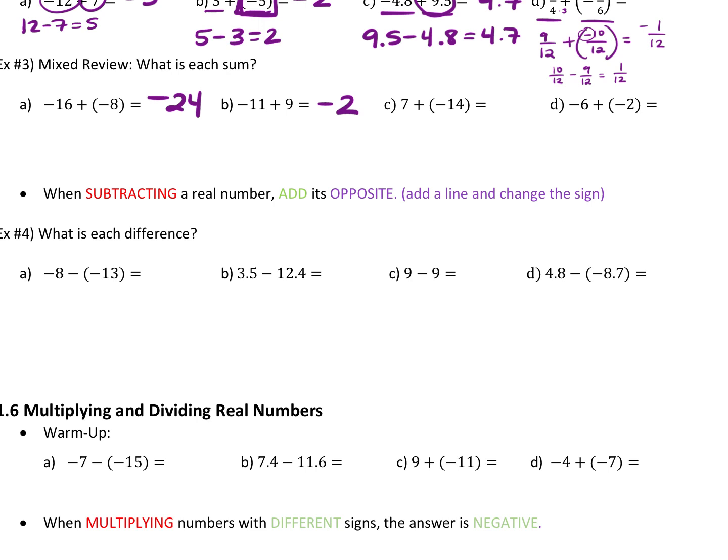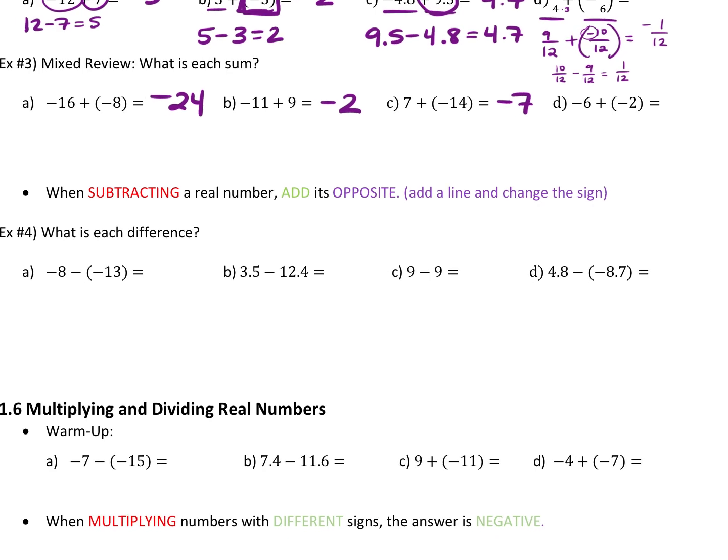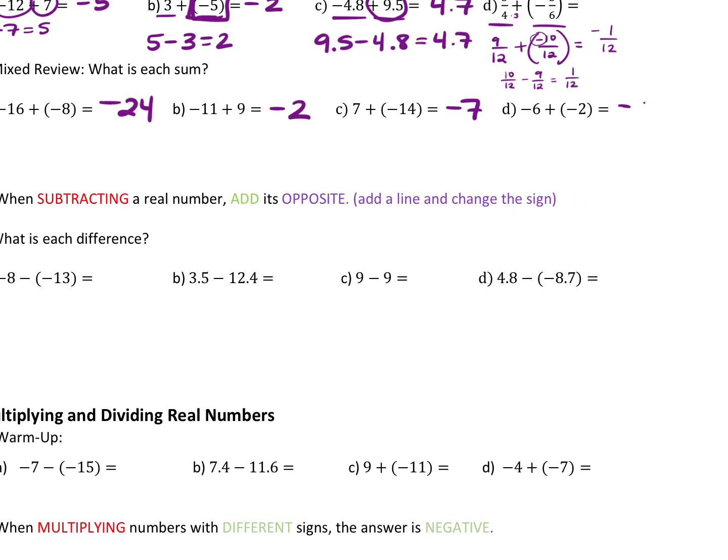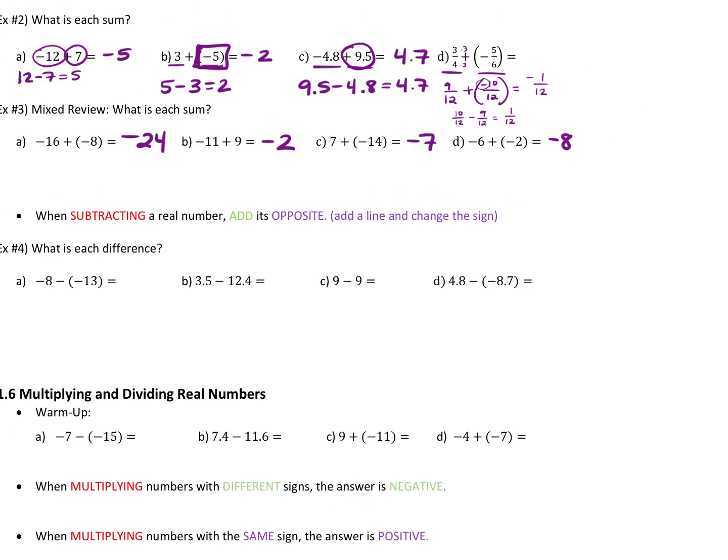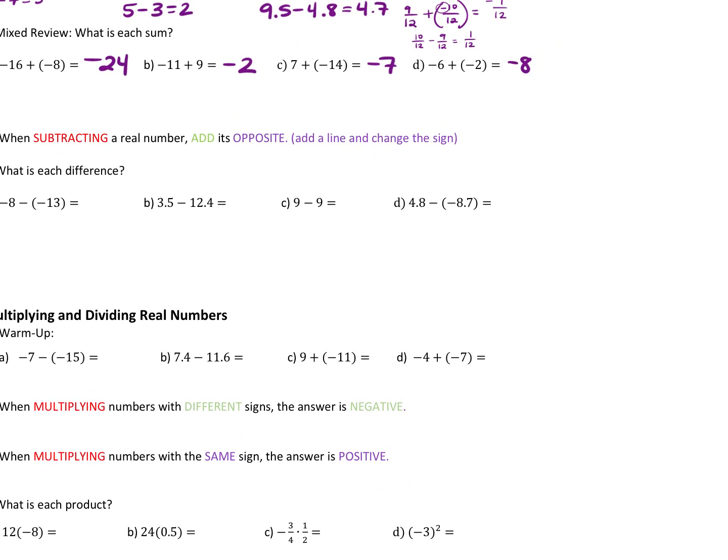What'd you get for the third one? Negative 7. Subtract them. Keep the sign of the negative, the bigger one. And D? Negative 8. Add them together. Keep the negative. Okay? So that's adding same sign, adding opposite signs. Good? Okay.